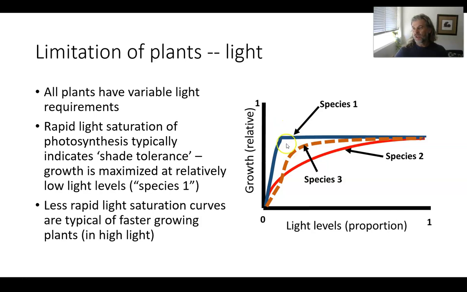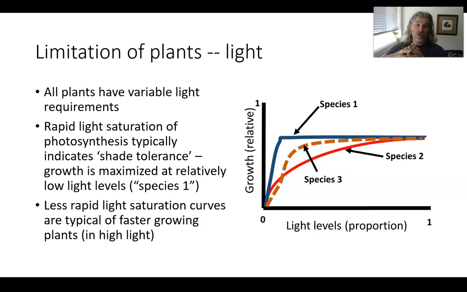Rapid light saturation of photosynthesis is typically something that happens in shade-tolerant species. What we've got here is 3 hypothetical species, and they each have different shade tolerance. The first species has the steepest light saturation curve. What this is saying is that it's reaching its relatively highest level of growth at the lowest levels of light. That's an indication of shade tolerance. Now comparing this with the other species, such as hypothetical species 2 that has the most gentle light saturation curve, species 3 is in the middle.